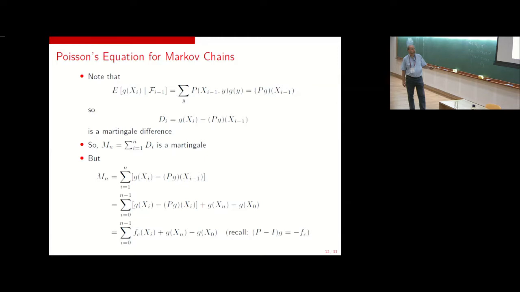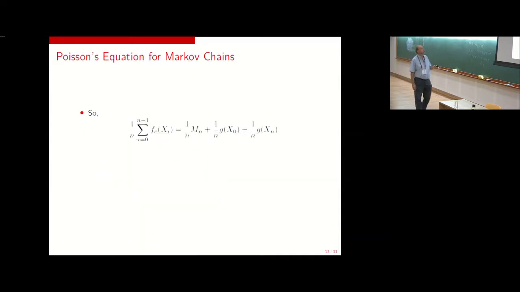So this thing right here is just my f sub c of Xi's. I have my g of Xn, my g of X0, and now I have my martingale representation of this additive sum. So now we're basically almost done with getting the law of large numbers. I have this sum represented in terms of martingale divided by n, plus a couple of end effect terms divided by n. I have a finite state Markov chain, so clearly since the g is bounded over a finite state space, each of these terms goes to 0 as n goes to infinity.